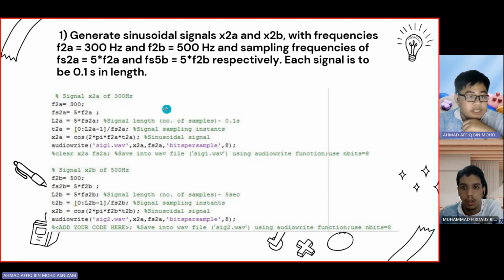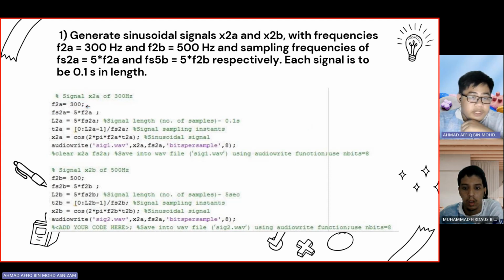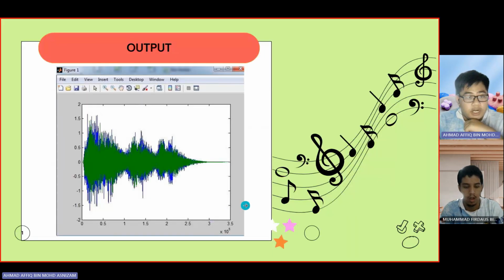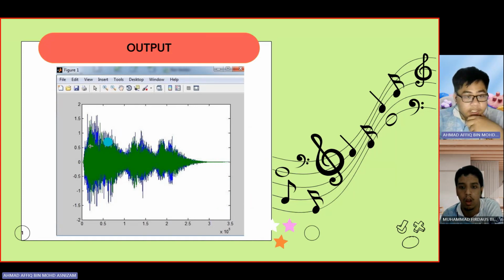So you can see here this signal. This is the MATLAB code. First I declare the given values, which are the frequencies f_a, fs_a, f_b, fs_b, with the sampling frequencies fs_a 5 times f_a and fs_b 5 times f_b. So this is the output signal that I get from both of the signals.